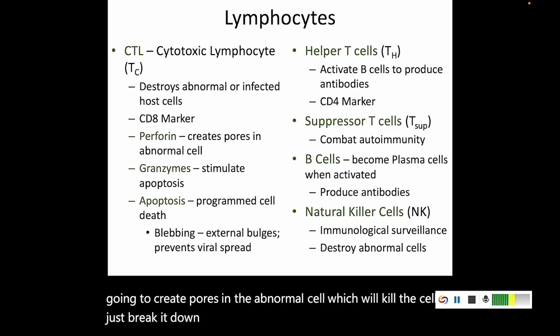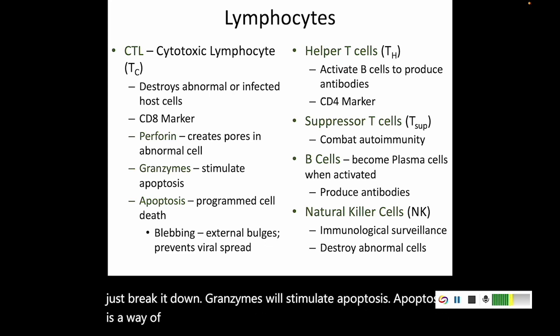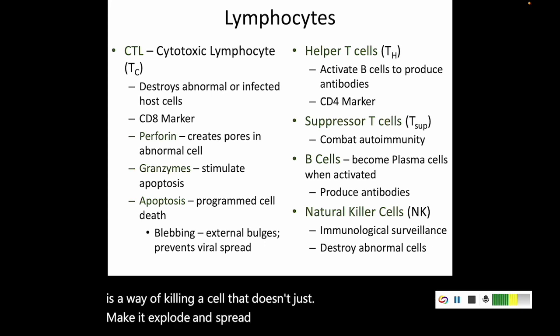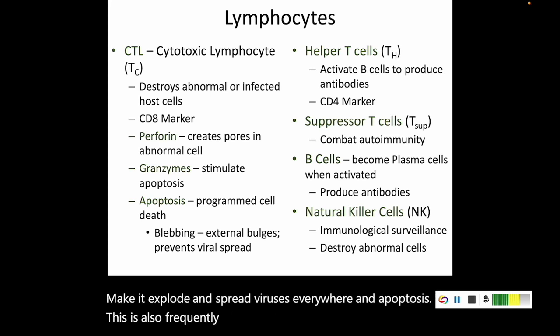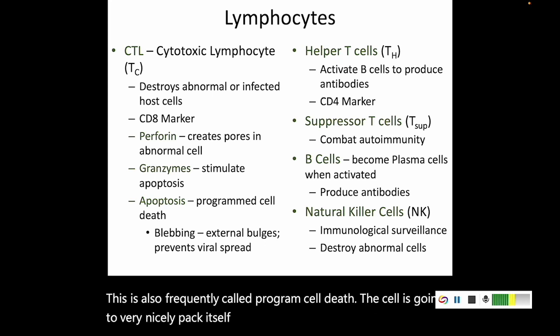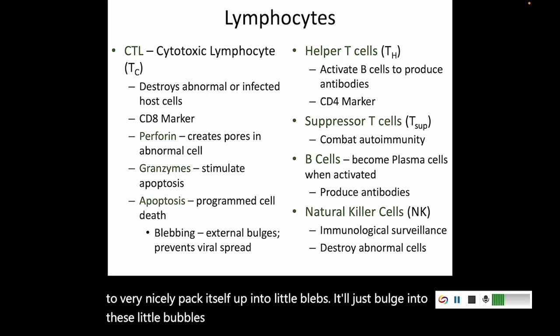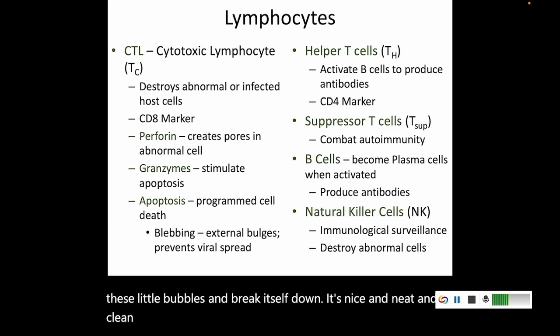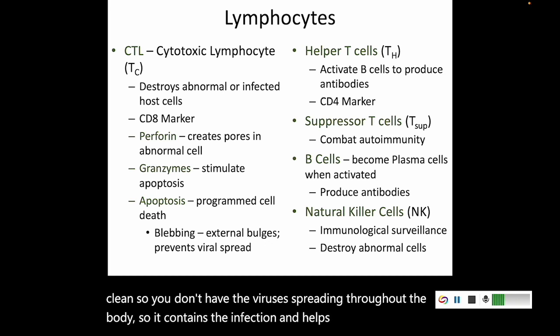Granzymes will stimulate apoptosis. Apoptosis is a way of killing a cell that doesn't just make it explode and spread viruses everywhere. And apoptosis is also frequently called programmed cell death. The cell is going to very nicely pack itself up into little blebs. It'll just bulge into these little bubbles and break itself down. It's nice and neat and clean, so you don't have the viruses spreading throughout the body. So it contains the infection and helps get rid of the infection.